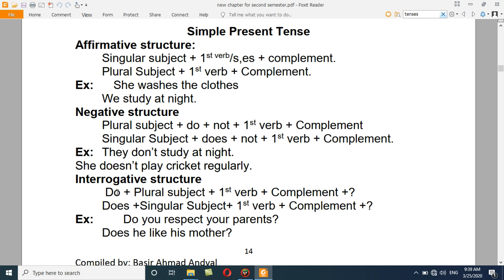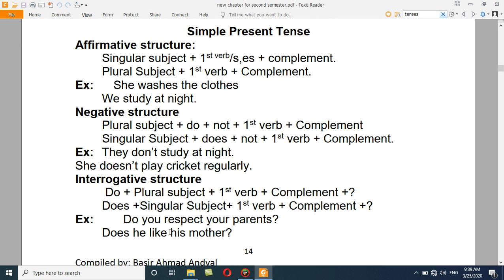Come to the next structure, that is interrogative structure. سواله جملې دي د کې مو که plural subject اوسیږي سر کې موږ do اخلو do plus plural subject are you they, then base form of the verb plus complement plus question mark. If we have the singular subject, so we need to use does at the beginning of the sentence, then singular subject he, she, it, as we mentioned before, base form of the verb plus complement and plus question mark at the end.